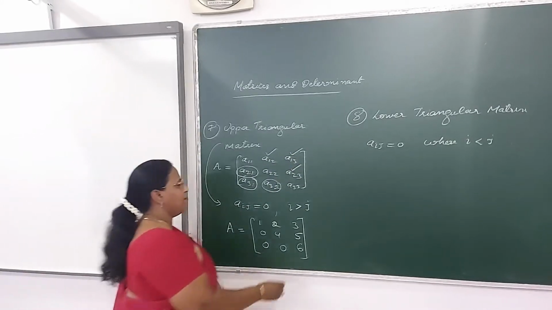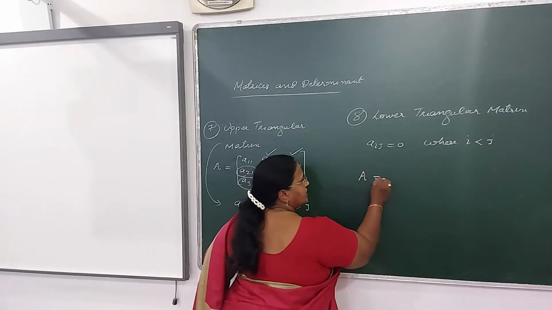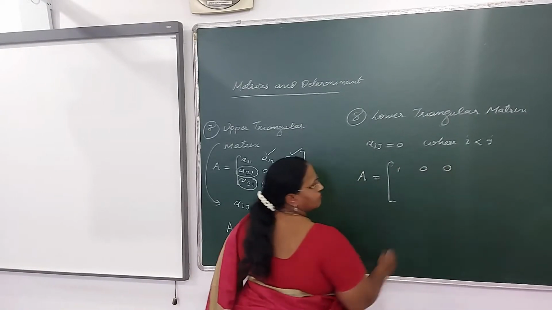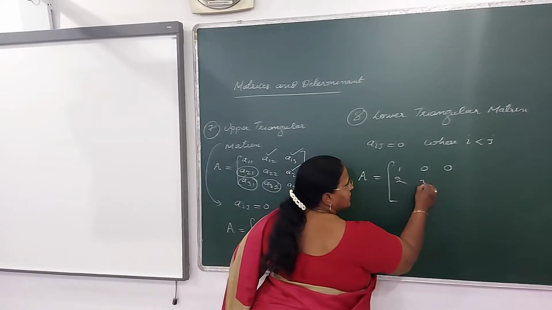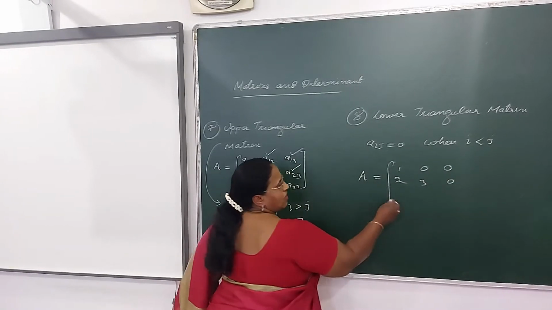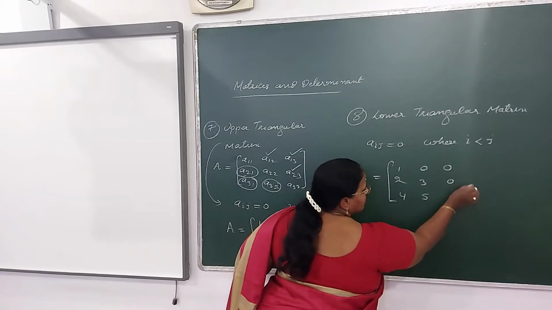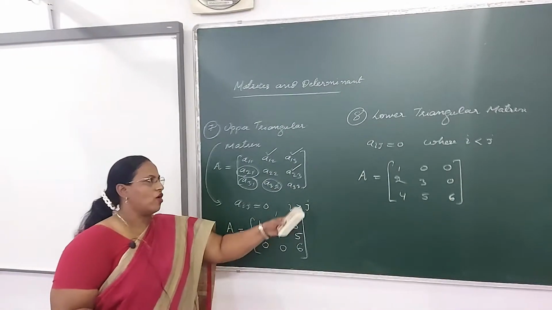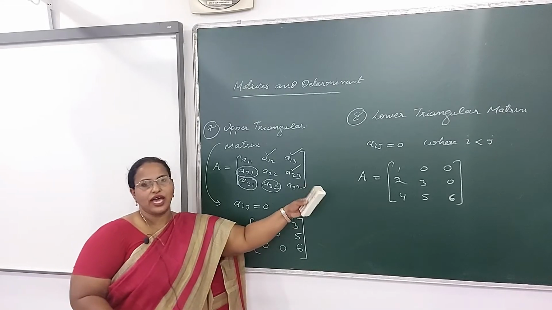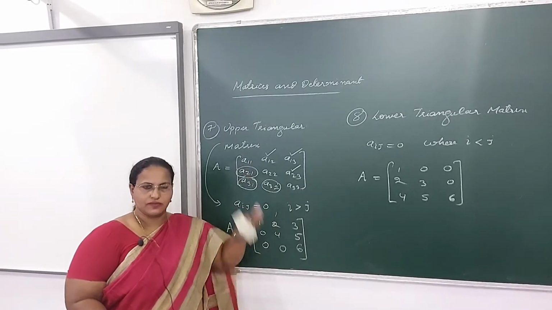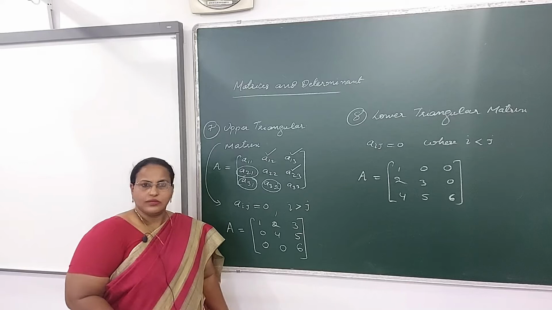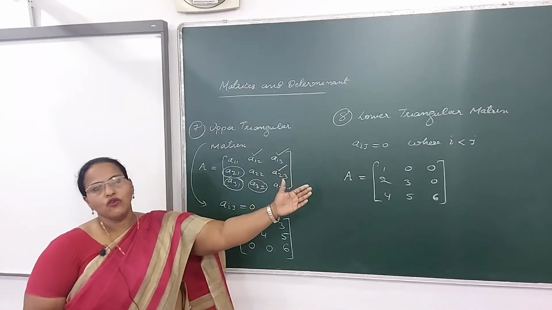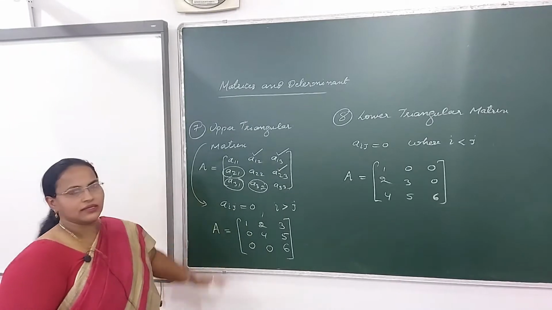So, let us see an example for this. A is equal to 1, 0, 0, 2, 3, 0, 4, 5, 6. So this is an example of a lower triangular matrix. Is it okay? So upper triangular matrix, lower triangular matrix.